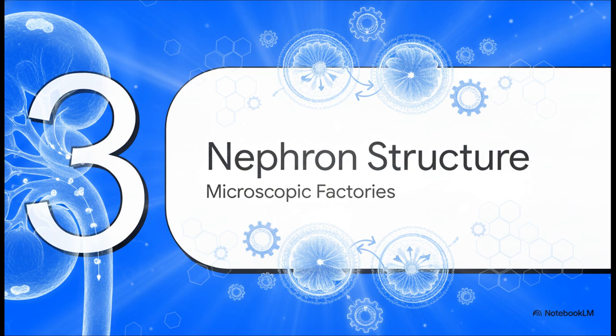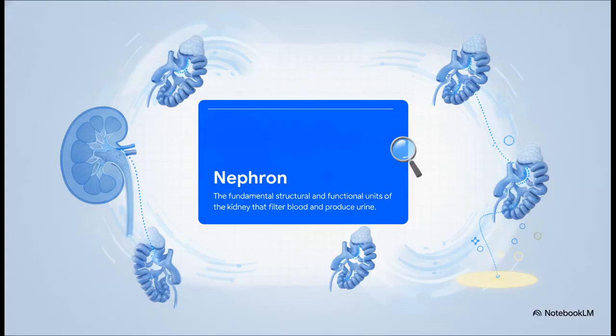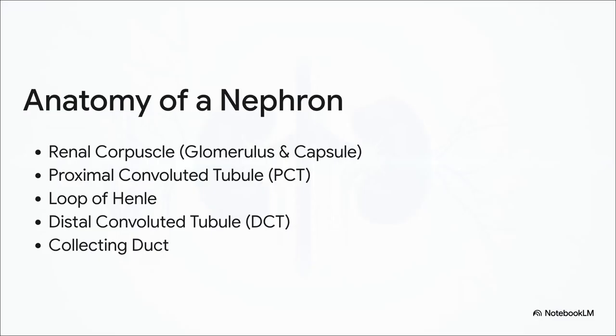Welcome to the microscopic factories. The nephron is the fundamental structural and functional unit of the kidney. Literally, this is where the magic happens. You have over 1 million of these little microscopic factories packed into every single kidney, and they are tirelessly working every second of your life to filter your blood, balance your electrolytes, and create urine. Let's break down the plumbing of this microscopic factory.